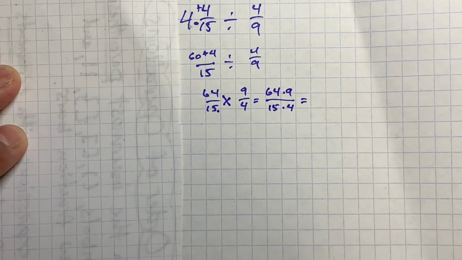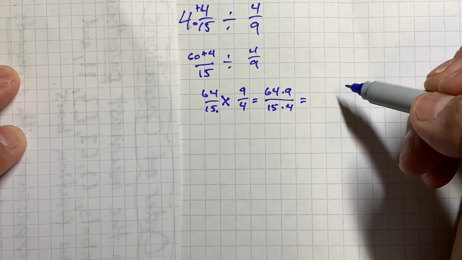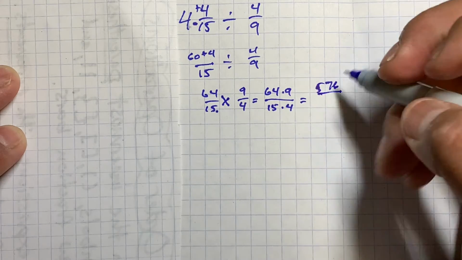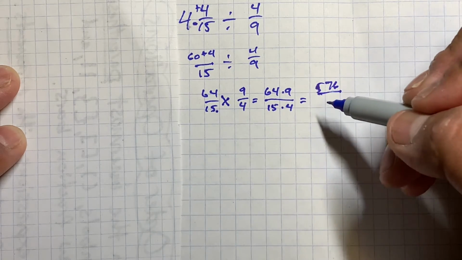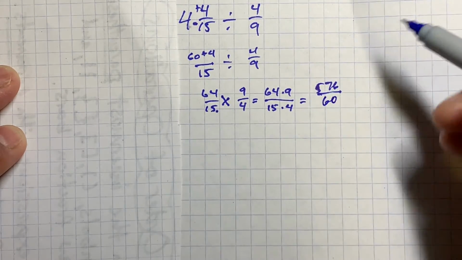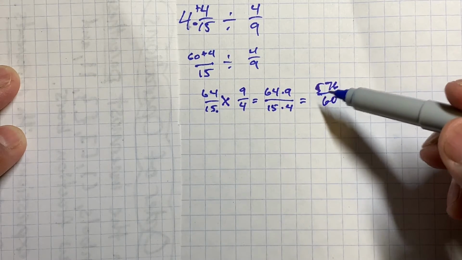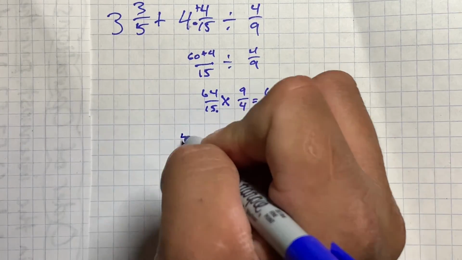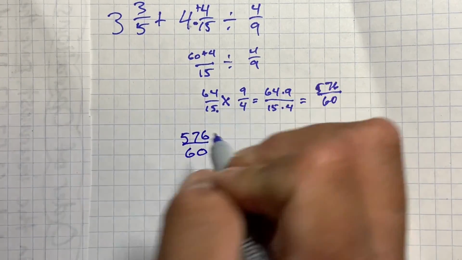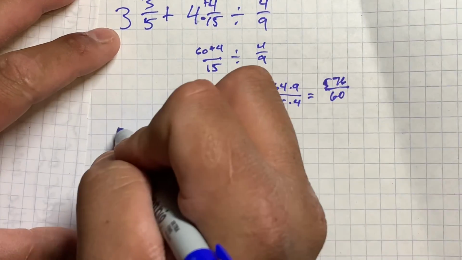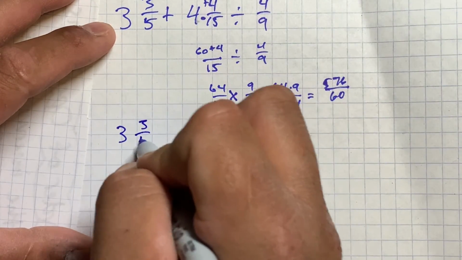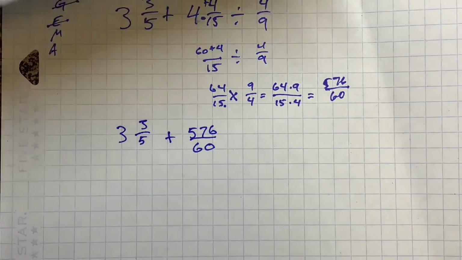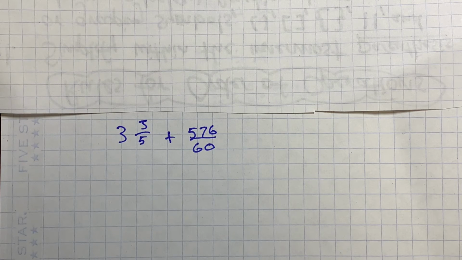Now 64 times 9 would be 576. And then 15 times 4 will be 60. Okay, so there's your improper fraction, 576 over 60. Now, I'm going to rewrite that here, 576 over 60, and then bring the other improper fraction down with the symbol. Okay, good. Now, from here, we're just going to ignore all that because we converted.